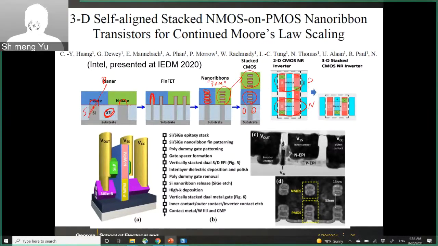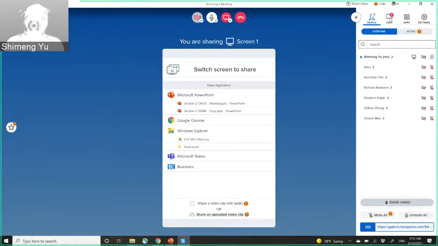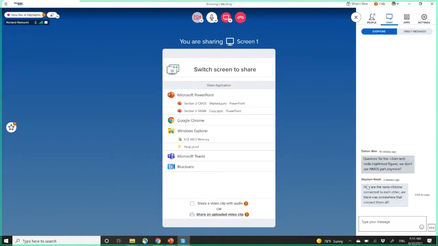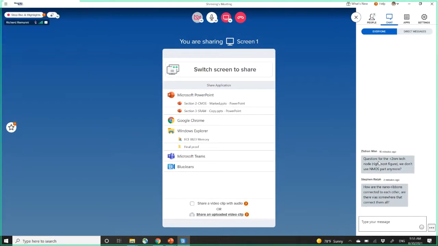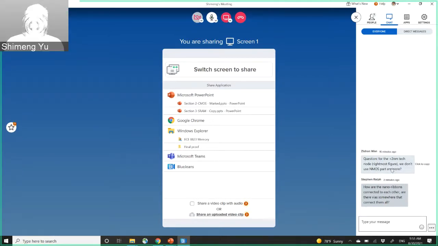All right, let me see if there's any questions from the online. So first question, for the 2 nanometer node, we don't use NMOS part anymore? No, as we discussed, this is a stacked probably. So we will have NMOS for all the technology nodes.